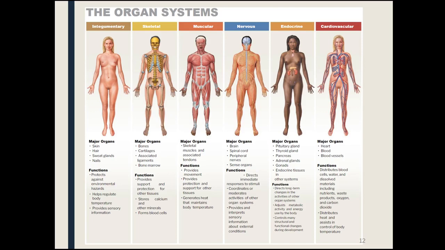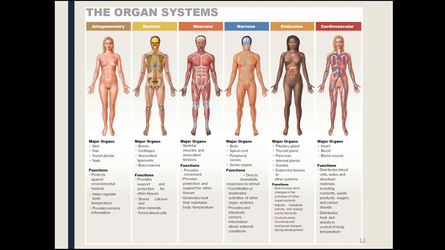Then we have our nervous system. That's going to include our brain, spinal cord, peripheral nerves, anything outside of the brain and spinal cord, and our sense organs. If you think about our nervous system, what does it do? It's going to help immediately respond to any type of stimulus. It's going to help coordinate activities with other organ systems. It's our communication amongst all the different organ systems. It helps interpret the sensory information.